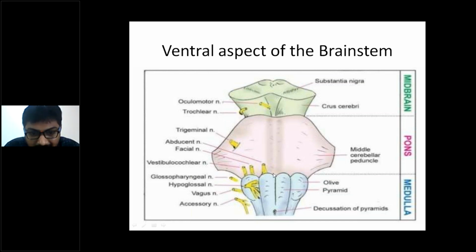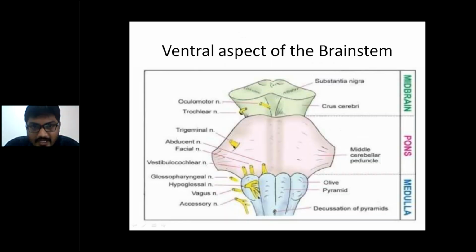Sixth, 7th, 8th are pontomedullary junction. Okay, right? Sixth, 7th, and 8th are pontomedullary junction. Okay. And 9, 10, 11, 12 are medulla. Lateral part of the medulla is occupied by 9, 10, 11. 12th cranial nerve is medial part. Okay. So lateral medulla 9, 10, 11. Medial medulla hypoglossal, the 12th nerve.